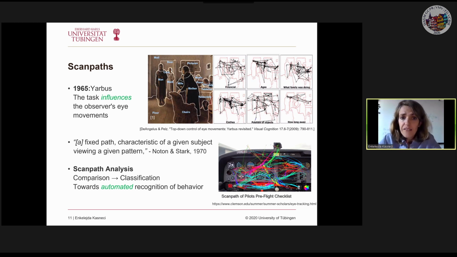So if you come from the website design area or user interface design, you might be interested to see what's the usability of the website, how long does the participant take to find specific things on a website, or to deal with any interface, or here as depicted, you may see scanpaths of pilots, pre-flight checklist, right? So different scanpaths.